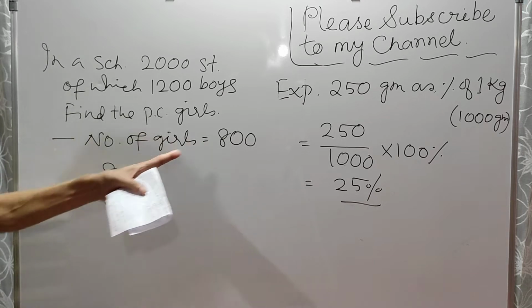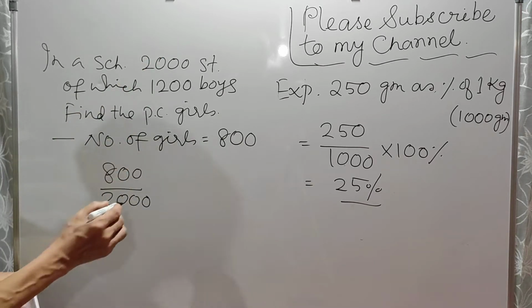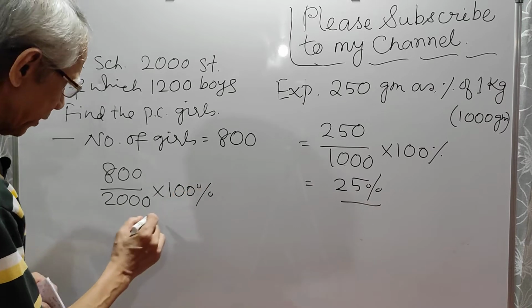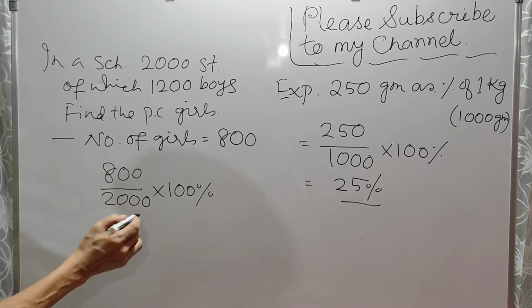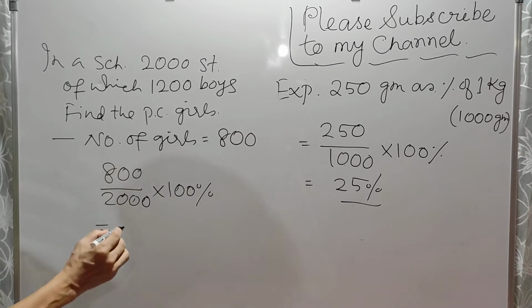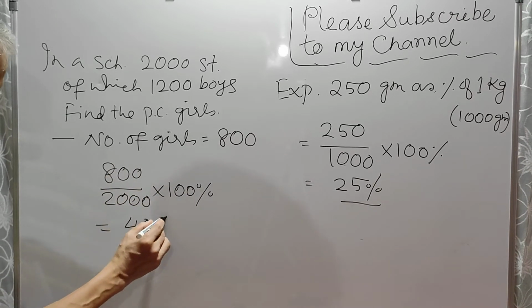That means 800 will be the numerator, 2000 will be the denominator. Then multiply by 100. Alright, so what will you get? Cancel the zeros, so 40%.